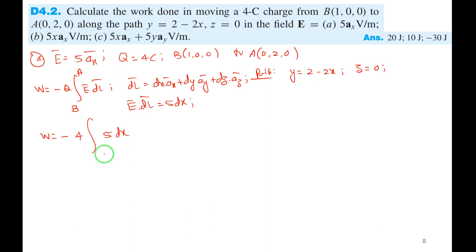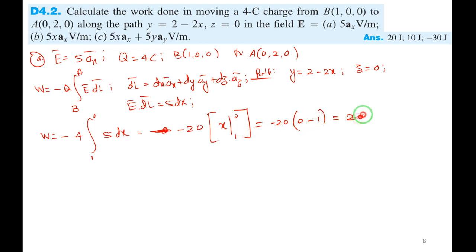Here it is asked to use the path along x, which means x is varying from 1 to 0. Observe the x coordinate of B and of A, from 1 to 0. I don't have any other variables here, so directly I will do it. It is as good as x varying along this path, right? So minus 4 into 5, 5 is taken out, so minus 20 times the integration of dx, where the limits for x are from 1 to 0. So minus 20, upper limit 0 minus lower limit 1, so it is plus 20, 20 joules.